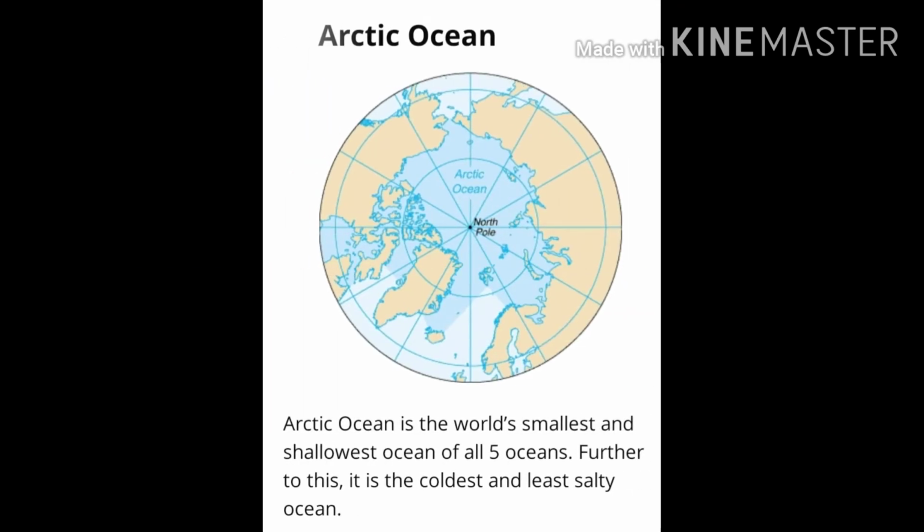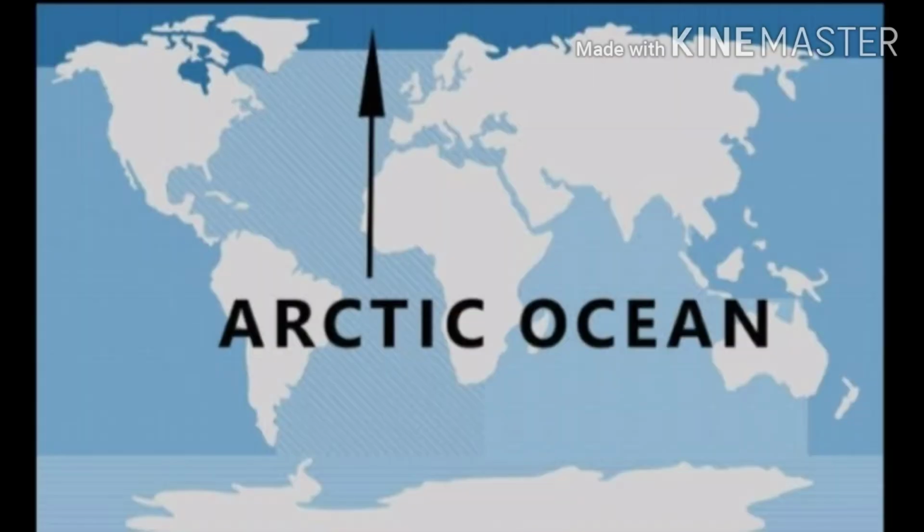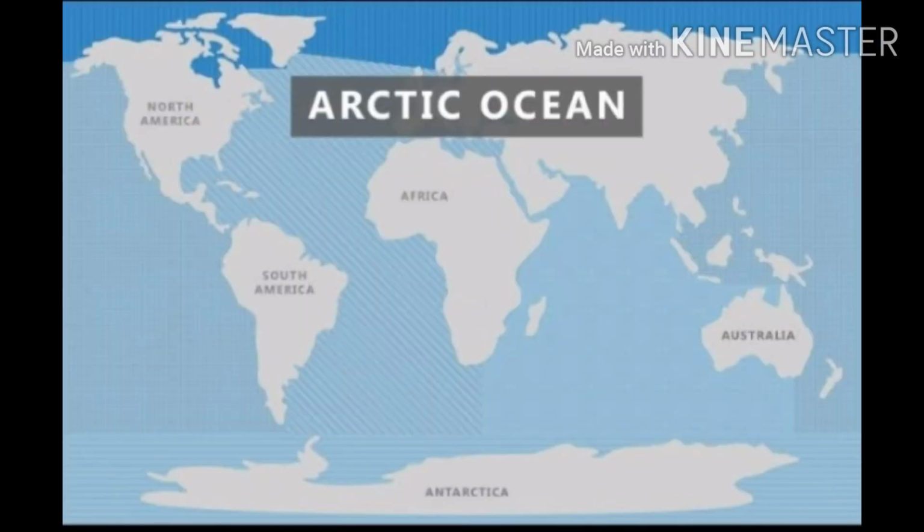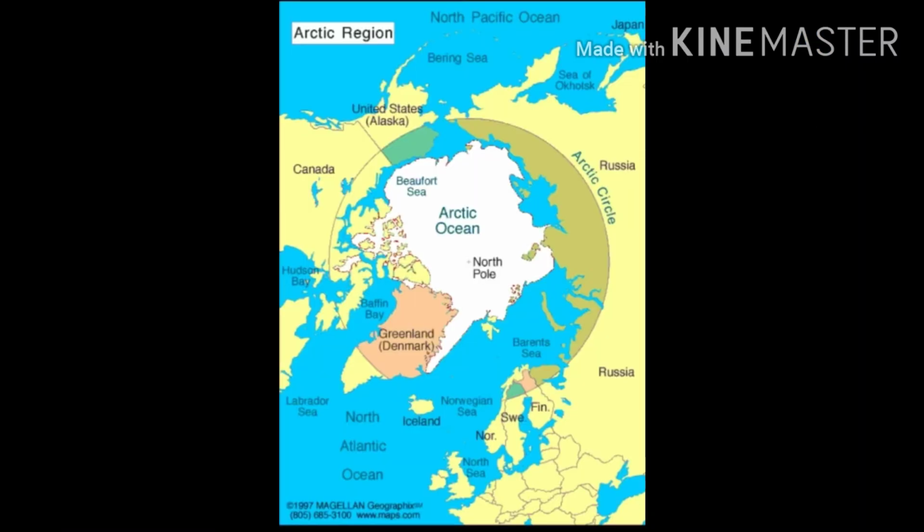Then the Arctic Ocean. The Arctic Ocean lies in the north of the continents of North America, Europe and Asia. It is surrounded by the North Pole. On account of its closeness to the North Pole, it almost remains frozen throughout the year.